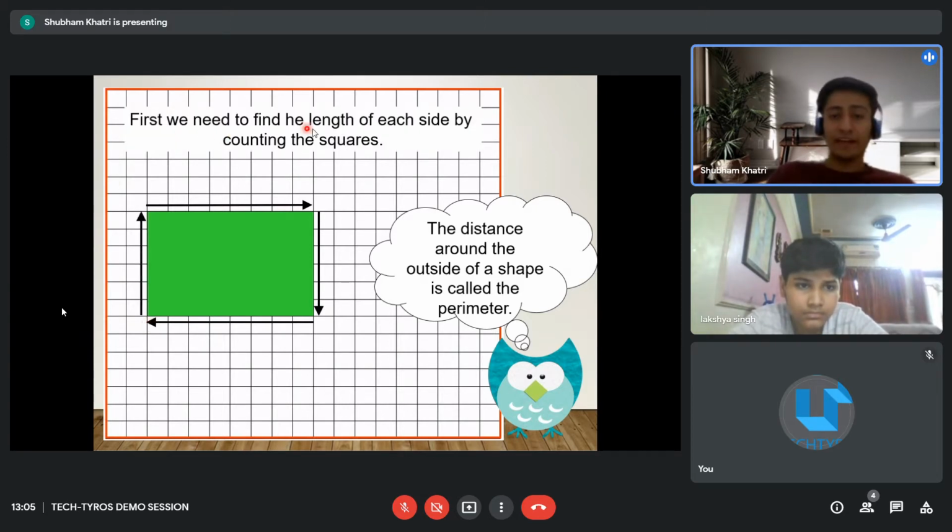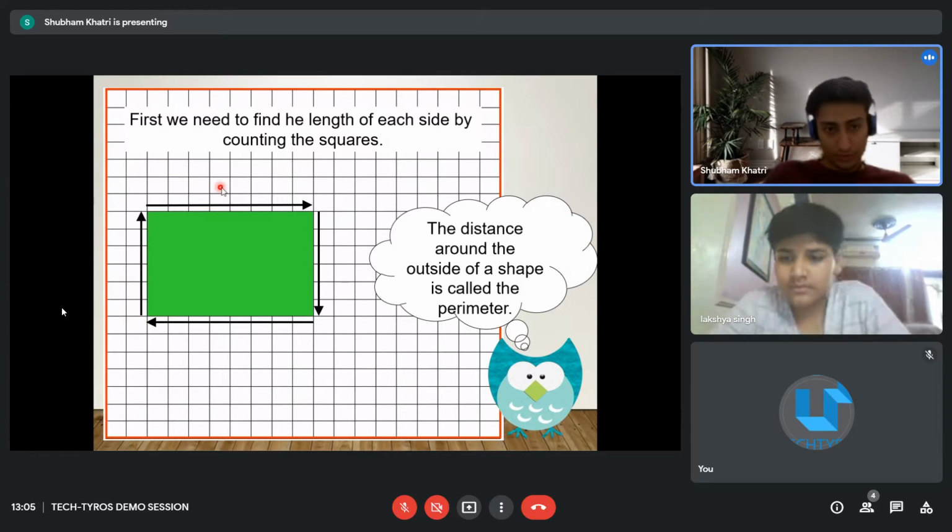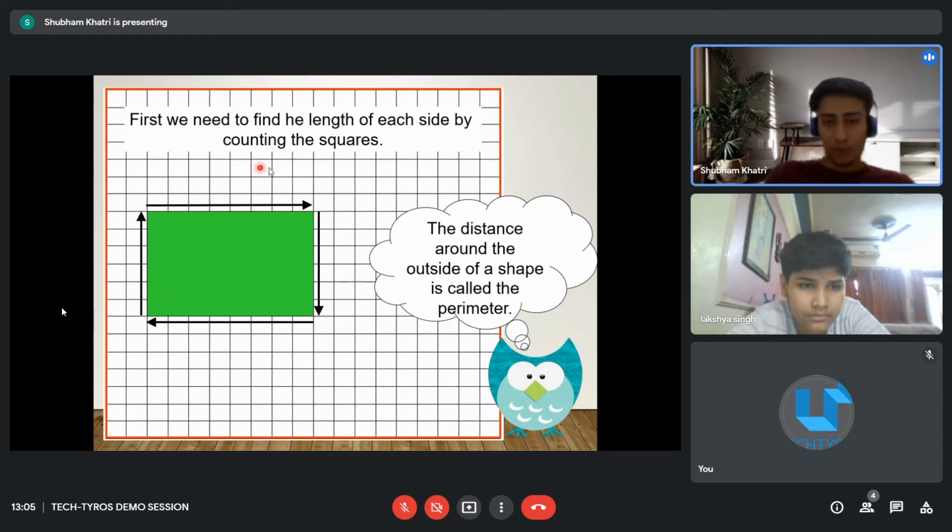First, we need to find the length of each side. What is there in this square or this rectangle? Each block is 1 centimeter. 1, 2, 3, 4, 5, 6, 7, 8 blocks are there. So there are 8 blocks over here, and 1, 2, 3, 4, 5, 6 blocks over here. So it is an 8 by 6 rectangle, 8 centimeter and 6 centimeter.